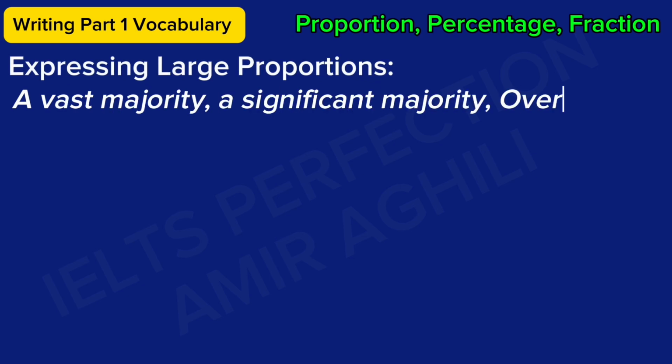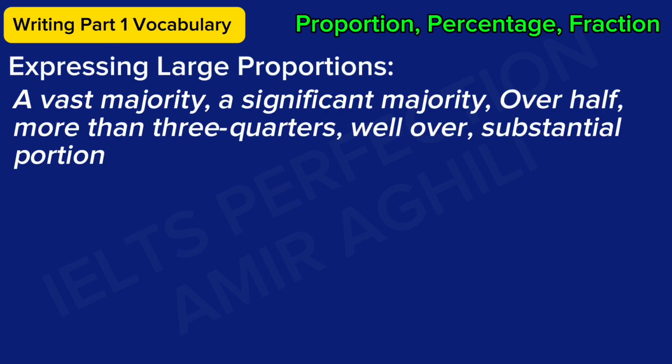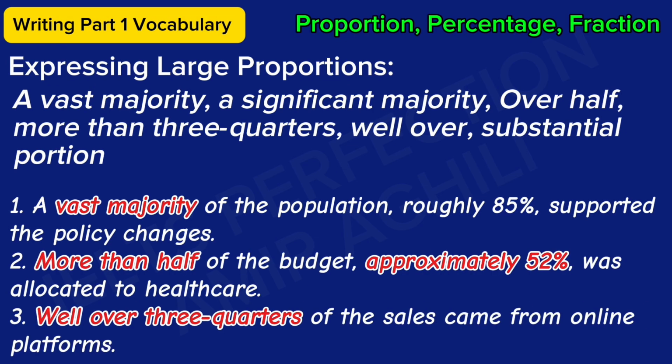For expressing large proportions, we can use phrases like a vast majority, a significant majority, over half, more than 3/4, well over, substantial portion. 1. A vast majority of the population, roughly 85%, supported the policy changes. 2. More than half of the budget, approximately 52%, was allocated to healthcare. 3. Well over 3/4 of the sales came from online platforms.